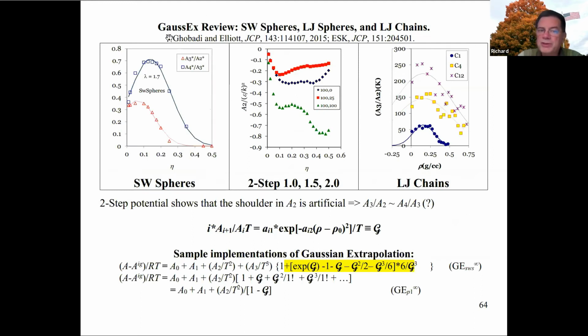Now, I wanted to also mention just briefly how we can plot this ratio of A4 over A3 for square well spheres, or A3 over A2. It's not as good, but that's partially because of the weird behavior of A2 at high densities. We see these shoulders out here, and so that's what's causing the thing to go a little strange. What I'm showing here is if we had just a 2-step potential, with the first step at 100%, and the second step at 25%, these shoulders would go away. That's kind of counterintuitive, right?